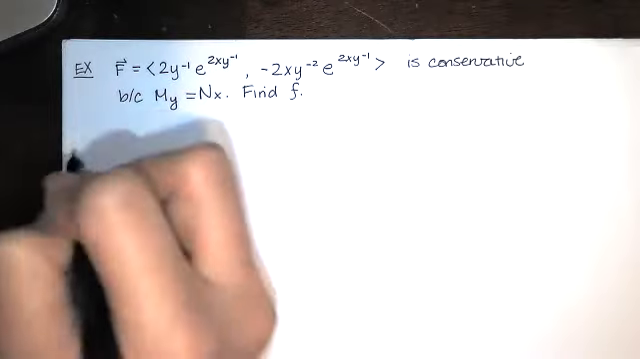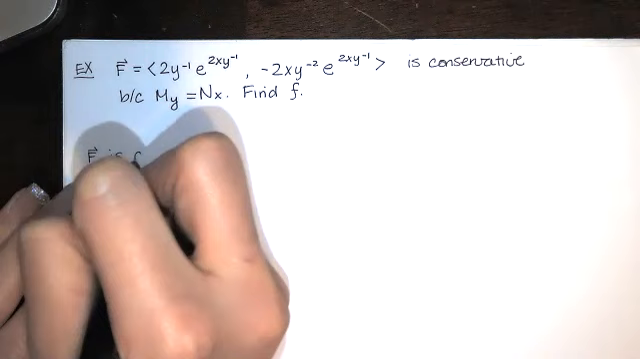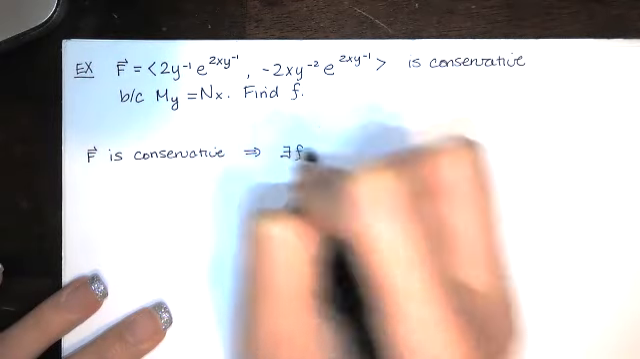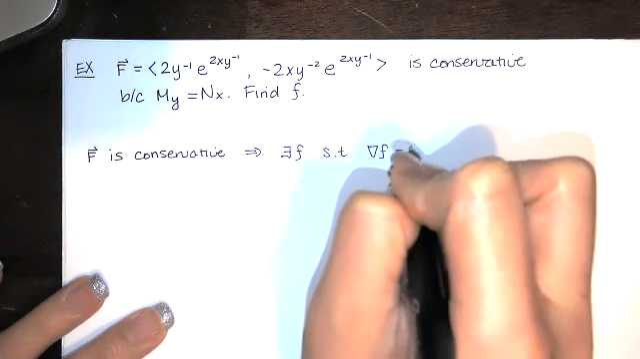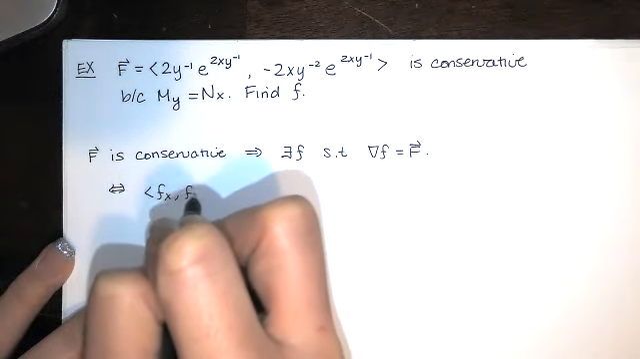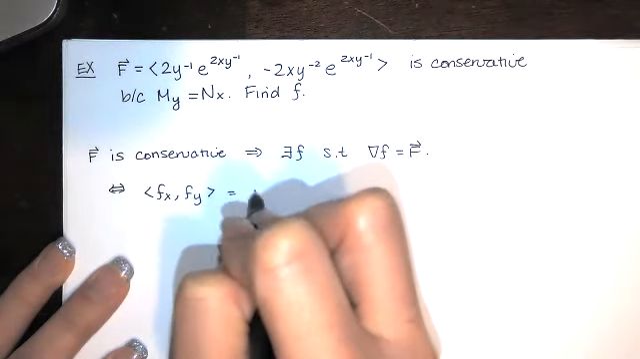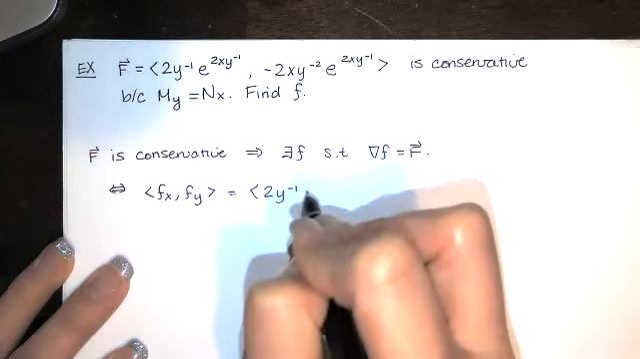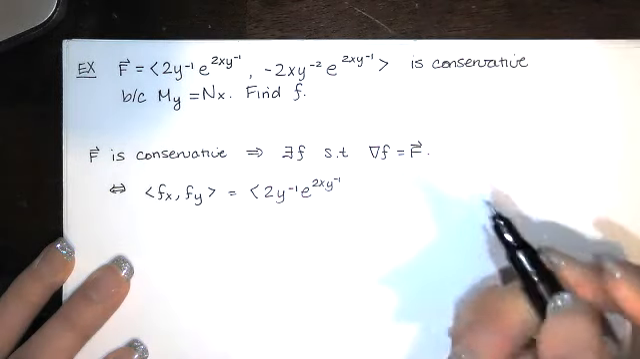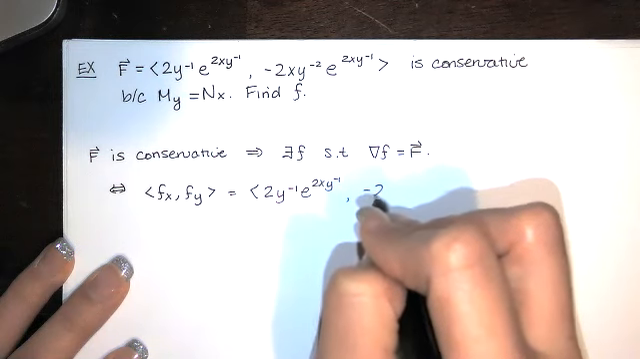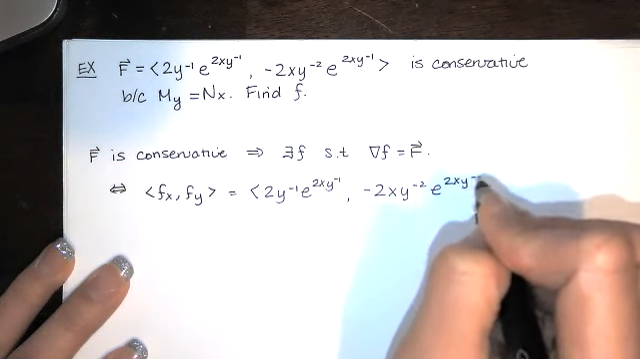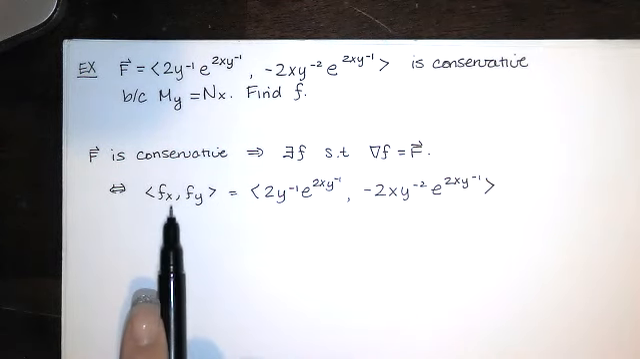So the fact that F is conservative implies that there is a function little f out there such that the gradient of little f is equal to capital F. Or equivalently, the gradient of little f, which is a function of two variables, x and y, is equal to this vector: 2 y to the negative 1 times e to the 2x times y to the negative 1. And then over here, we've got negative 2x times y to the negative 2 e to the 2x y to the negative 1. Okay, so I'm just saying the gradient of little f is equal to this.